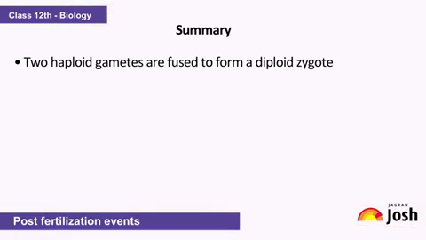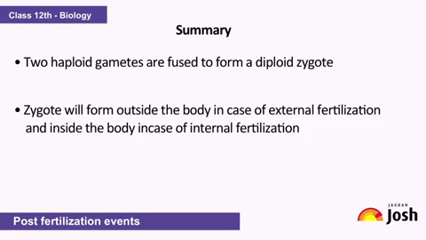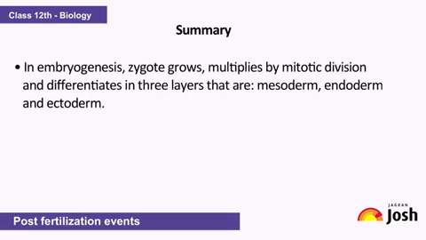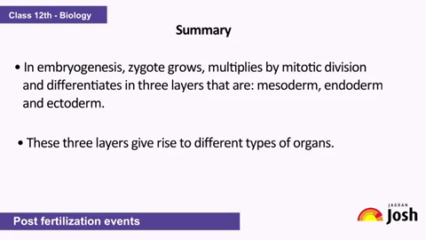Two haploid gametes are fused to form a diploid zygote. The zygote will form outside the body in case of external fertilization and inside the body in case of internal fertilization. The embryogenesis event starts once the diploid zygote is formed. In embryogenesis, the zygote grows, multiplies by mitotic division and differentiates into three layers that are mesoderm, endoderm and ectoderm. These three layers give rise to different types of organs.